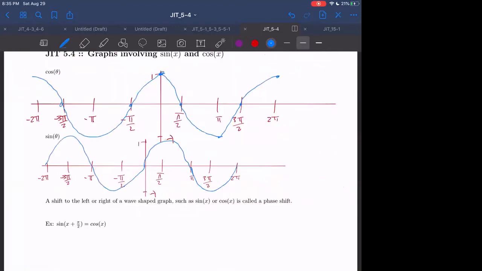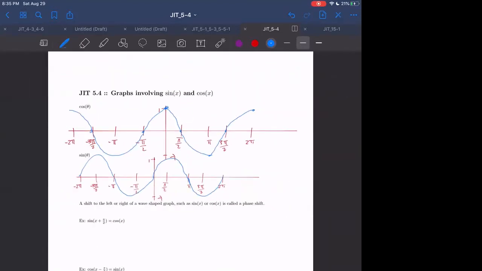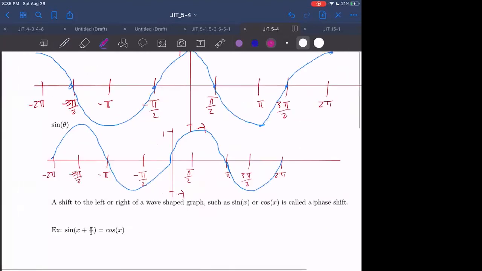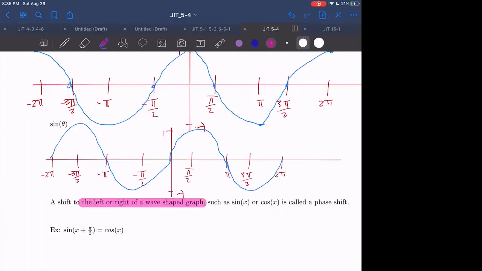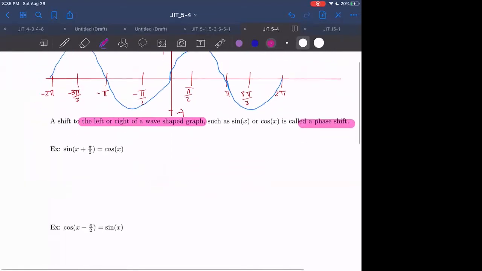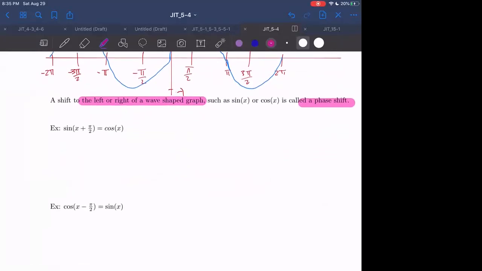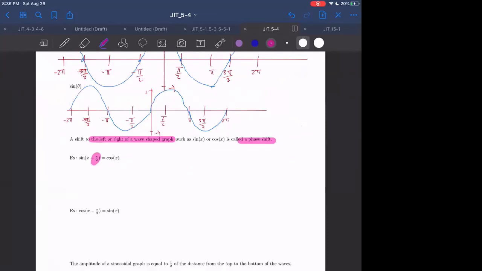All right, so now we're gonna do some things like shifting it left or right. A shift to the left or right of a wave-shaped graph is called a phase shift, okay? Two special examples of this are if I shift sine of x to the left pi over 2, I'm going to get cosine. Okay, and we can see this.